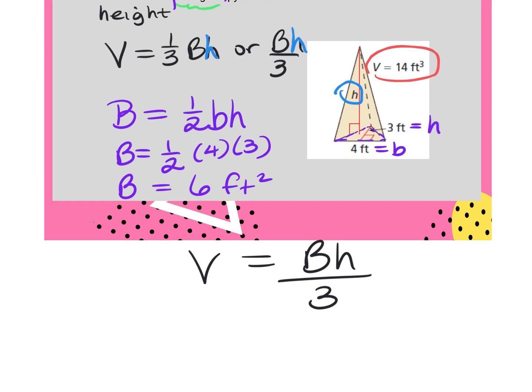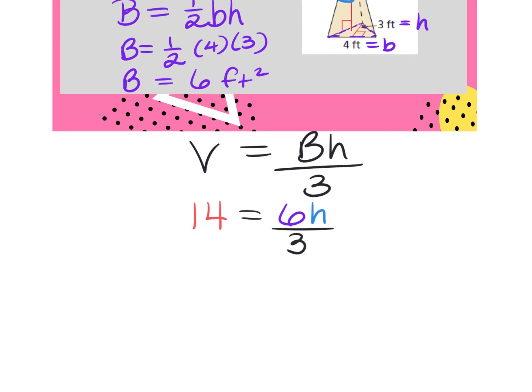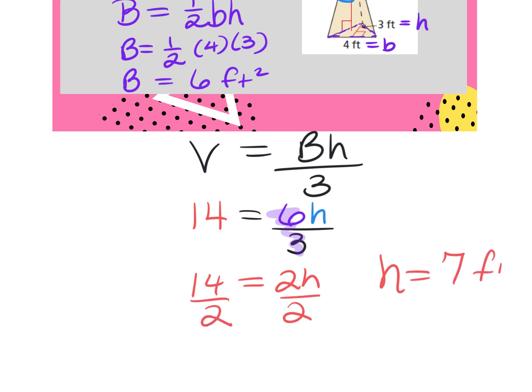So let me replace the volume. So the capital V becomes a 14. My capital B is 6. I don't know the height. And then it's divided by 3. Now, you can do two things here. You can either multiply both sides by 3, or if you want to divide the 6 by 3, you can do it that way as well. So I could actually just divide these two, and now I have 14 equals 2h, and now divide by 2, and the height is 7 feet.